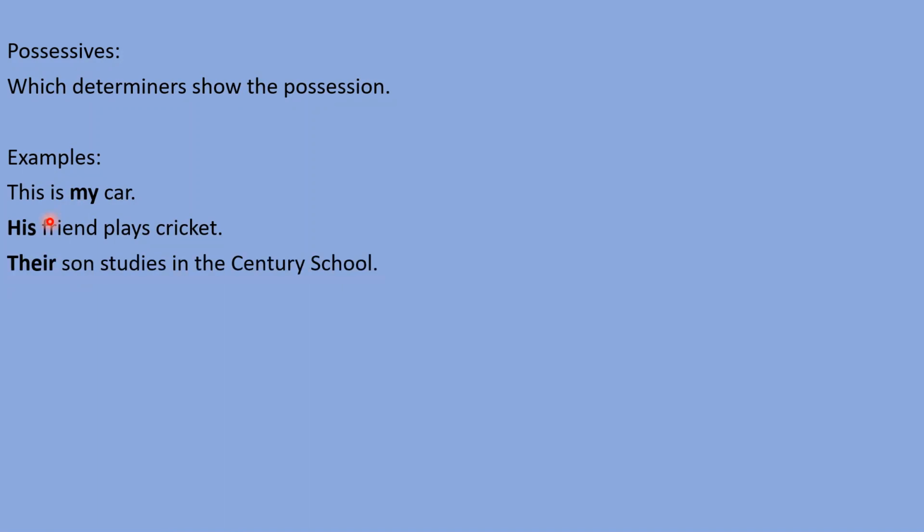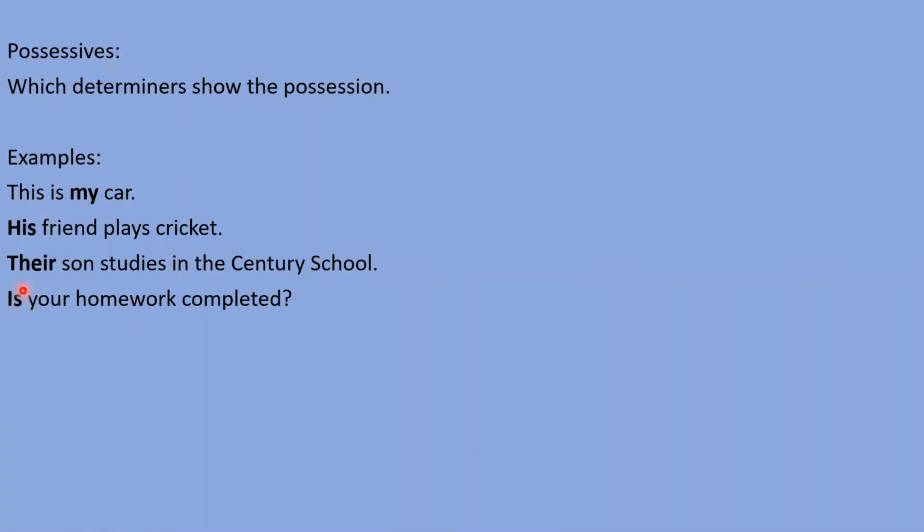Their son studies in the Century School. Is your homework completed? In this, by mistake, this word has been highlighted. So your word is possessive here. So these words, my, our, your, their, his, her, are called possessive determiners, right?